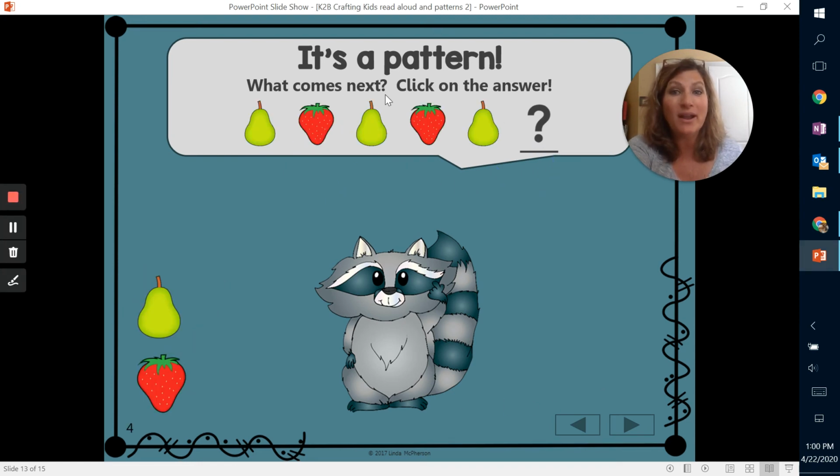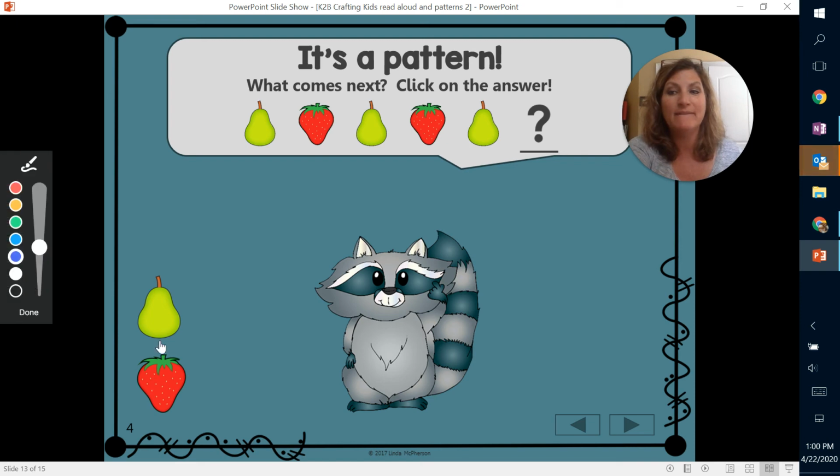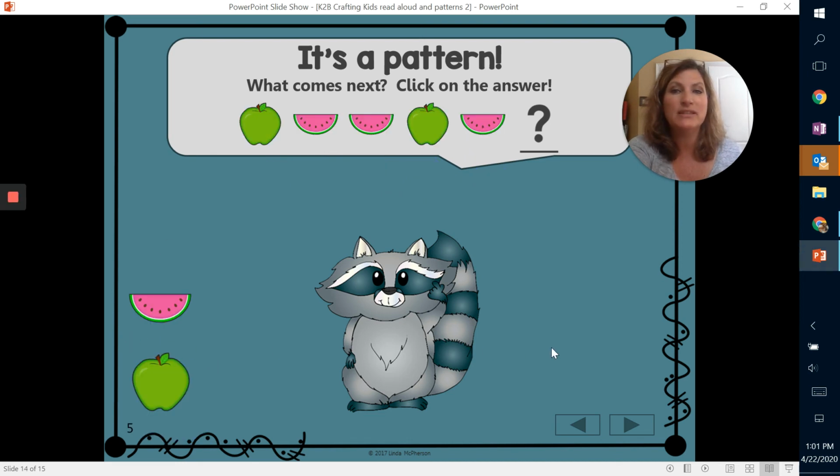All right. What comes next? Click on your answer. So you do this one yourself. We've got a pear, strawberry, a pear, strawberry, a pear. And the next one would actually be, that's exactly right. It is a strawberry. And if you remember, this is going to be an A-B pattern.